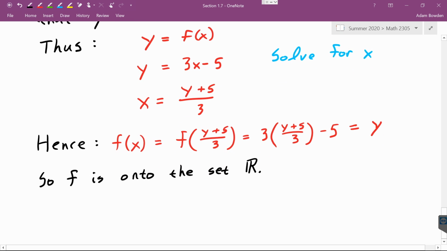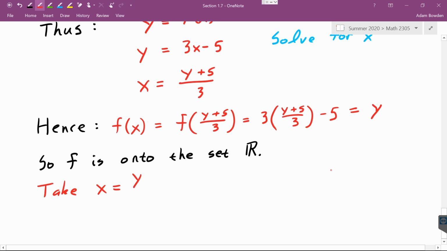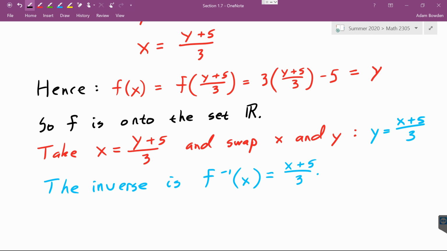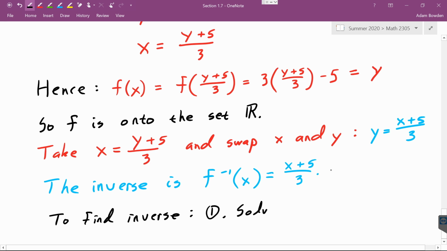This also tells us about the inverse now. Since we've solved for x here by doing this up above, that also tells us what our inverse would be as well. If we were to take x equals (y plus 5) over 3 and swap x and y, we would have y equals (x plus 5) over 3. And so what this refers to is the inverse. The inverse would be given by f inverse of x is equal to (x plus 5) over 3. So once we know that a function is one-to-one and onto, we can simply take what we've done up above, solve for x, and we can find the inverse. So the basic steps would be to solve for x and then swap the x and y.